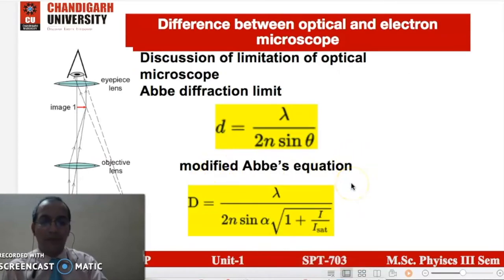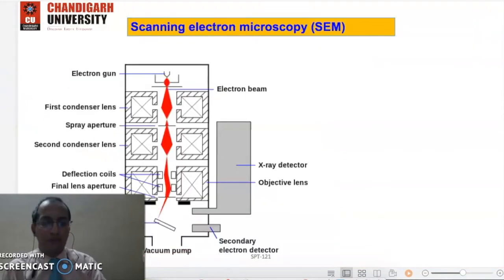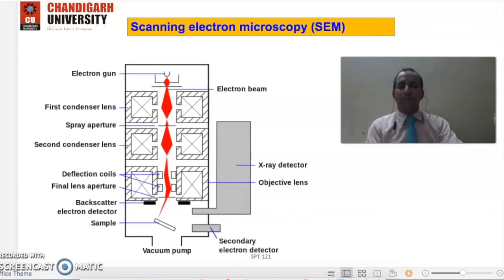We have discussed this in detail. So if you look into the details of the scanning electron microscope, you have an electron gun, and this electron gun will produce the electrons. Then you have the first condenser lens, spray aperture, second condenser lens, deflection coils and backscatter detector, and then ultimately your electron will hit the sample. And from here you have different events.